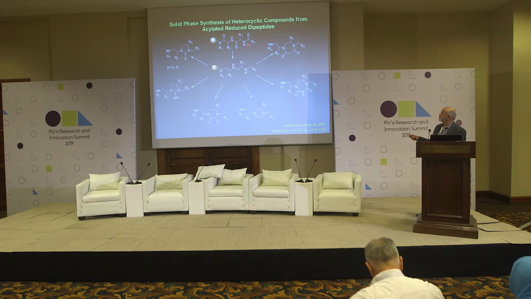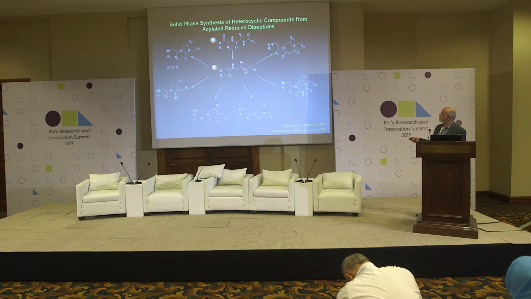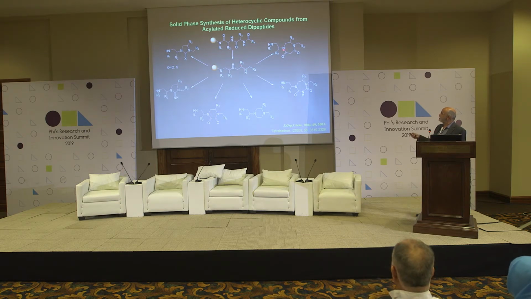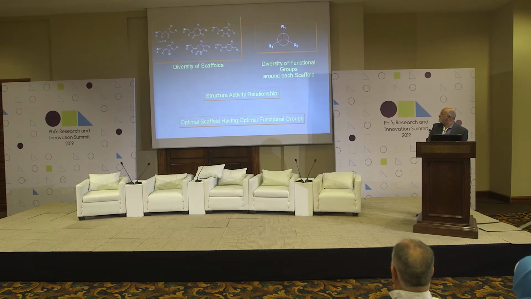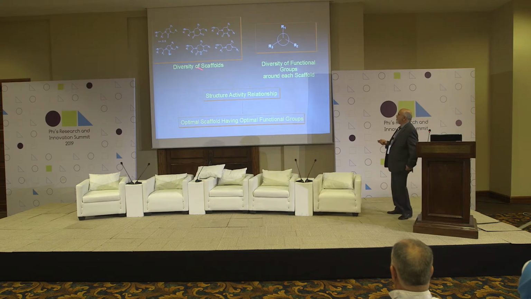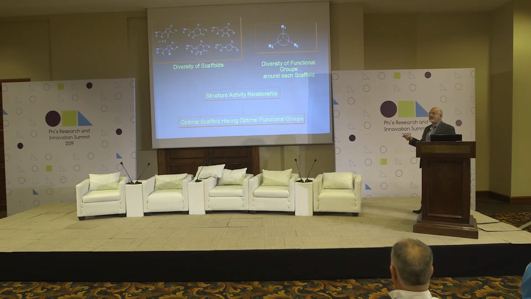This is isolated from dipeptide. We block this amine. When we do the reduction, we still have the diamine, and then this amine will not react, and we make all this variety of heterocyclic compounds. This is how we make bicyclic guanidine. So what we have at the end, as a drug discovery lab, is a diversity of scaffolds, and around every scaffold, a diversity of functional groups. So we have a good background of structure-activity relationship, and we will have the optimal scaffold having optimal functional groups.